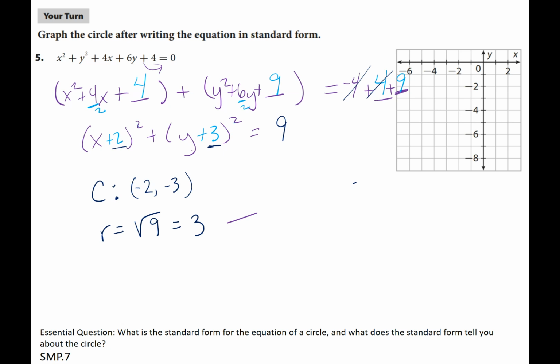Now I'm going to go ahead and graph the circle. So I'm going to plot out -2 and down 3 and draw my center. And then I'm going to count 3 in each direction for my radius. So 3 up, 3 down, 3 to the left, 3 to the right. And then go ahead and connect our dots with one smooth curve that hopefully looks like a circle. Mine's sort of okay.